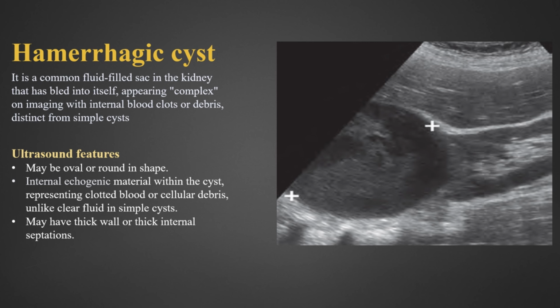And now we are going to discuss the hemorrhagic cyst. It is a common fluid-filled sac in the kidney that has blood inside it, appearing complex on imaging with internal blood clots or debris, and it is distinct from the simple cyst.